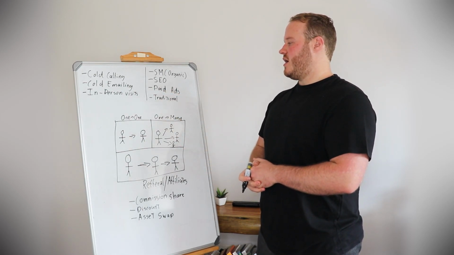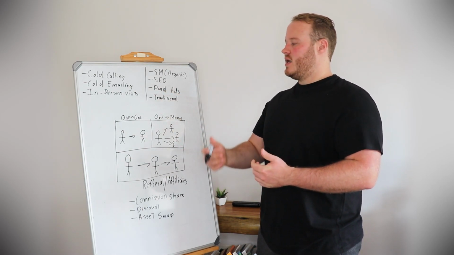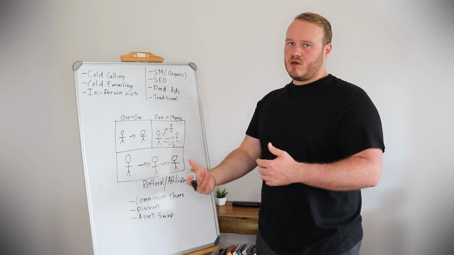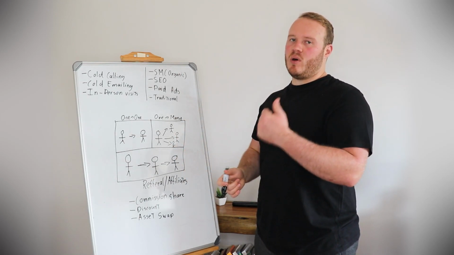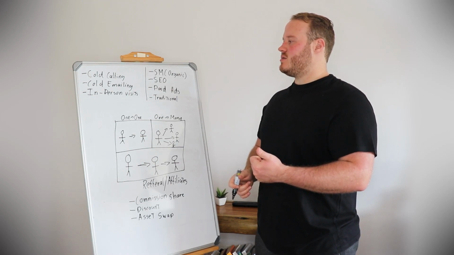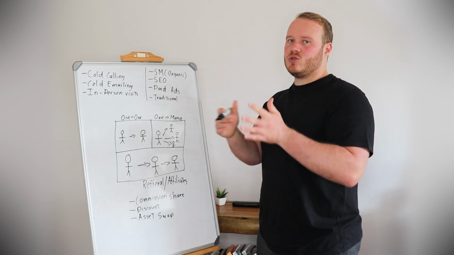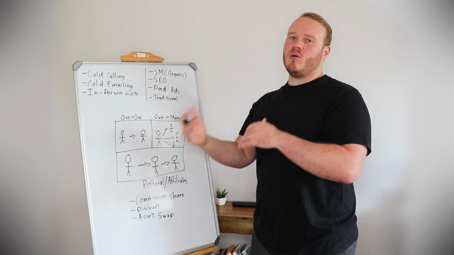So that's basically one-to-one. You can think about it like this: you're reaching out to people one at a time. You give one person a call, you send one person an email, you do one site visit. So it's one-to-one type marketing or outreach.